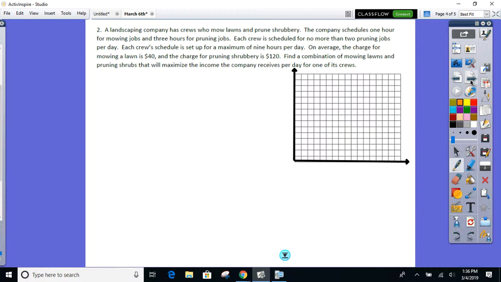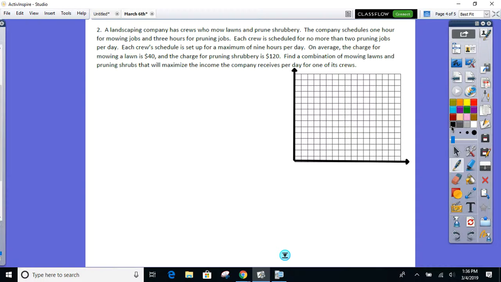All in one problem. Any landscapers in the house? Mowing lawns for some money, pruning shrubs in this case. Okay, anyway. All right, so we got this company that mows lawns and prunes shrubs. Prune shrubs, anybody? Cut the shrubs, make them look nice and neat. Okay, never mind, sorry.